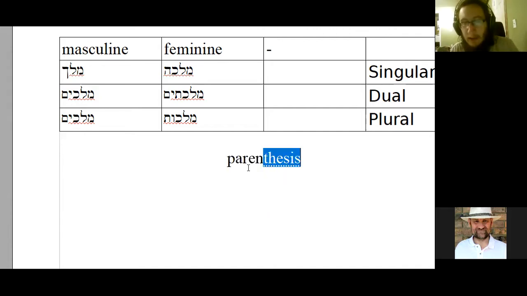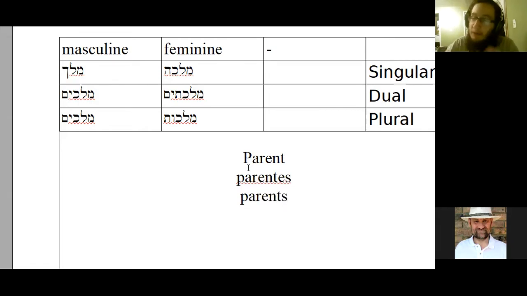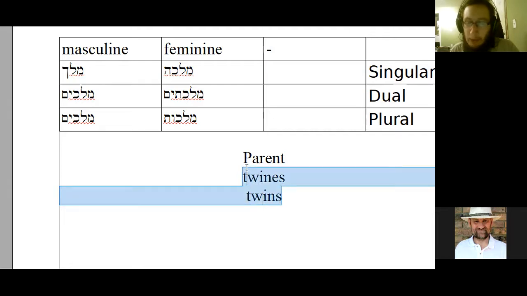Two parents, you would have parent, parentis, and then parents. So if you're referring to a group of parents that are more than two, you'd say parents with the S, but if you're talking about your two parents, for example, parentis. Twins would be twiness. No. But if there was more than one group of twins, you would say twins with the plural. So anyways, that's the basic idea here.